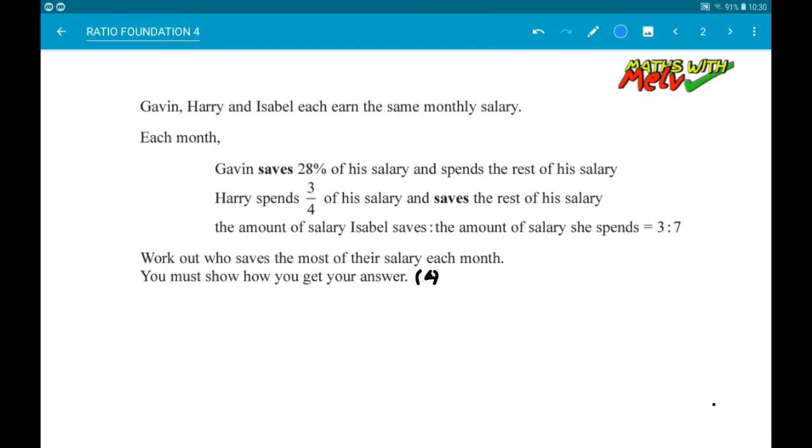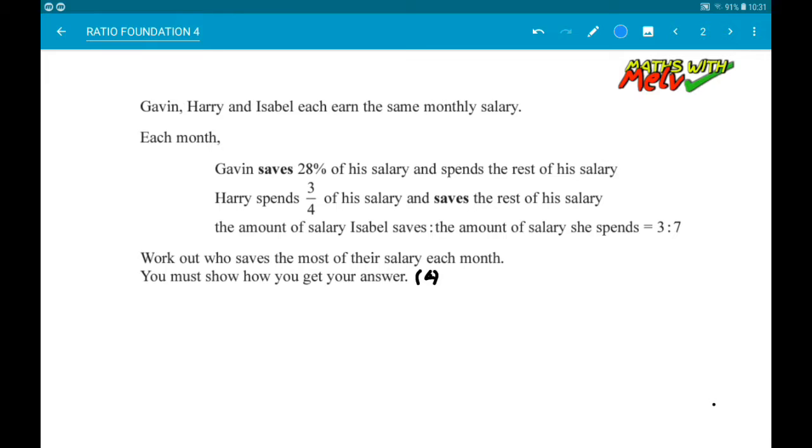Okay then, first up, Kevin, Harry and Isabel each earn the same monthly salary. In each month, Kevin saves 28% and spends the rest. Harry spends 3/4 and saves the rest. The amount of salary Isabel saves to the amount she spends is 3 to 7. We want to work out who saves the most of their salary.